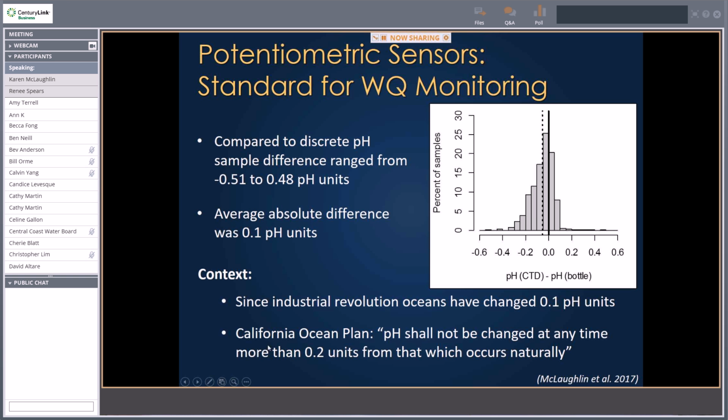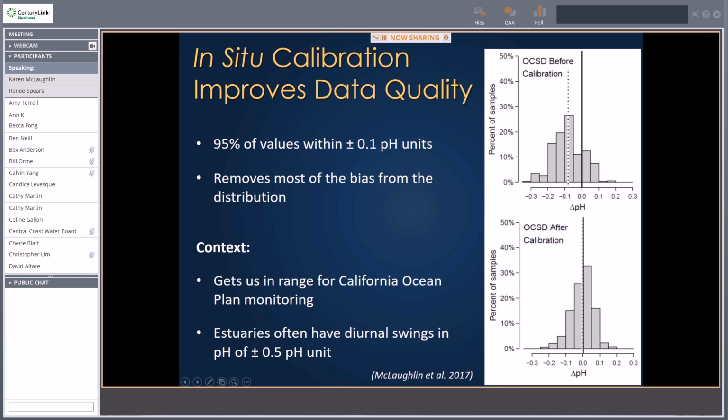And secondly, for context, the California Ocean Plan says that pH shall not be changed at any time by more than 0.2 pH units. And you can see here that you're going to have that just in error. Moreover, you have a bias, that's the dotted line, of about 0.06 pH units that cannot be attributable to random error. So you're under predicting pH using these sensors. So not necessarily great. But there is hope.